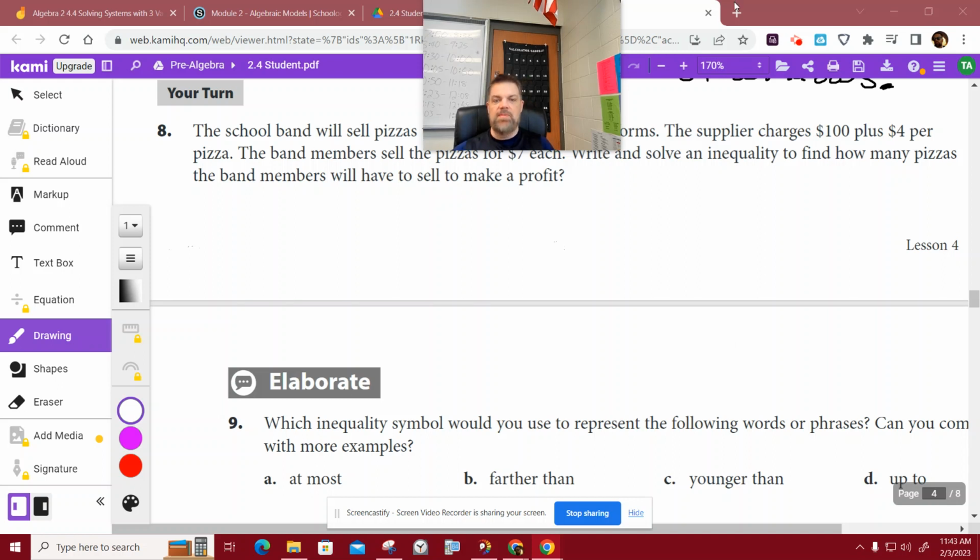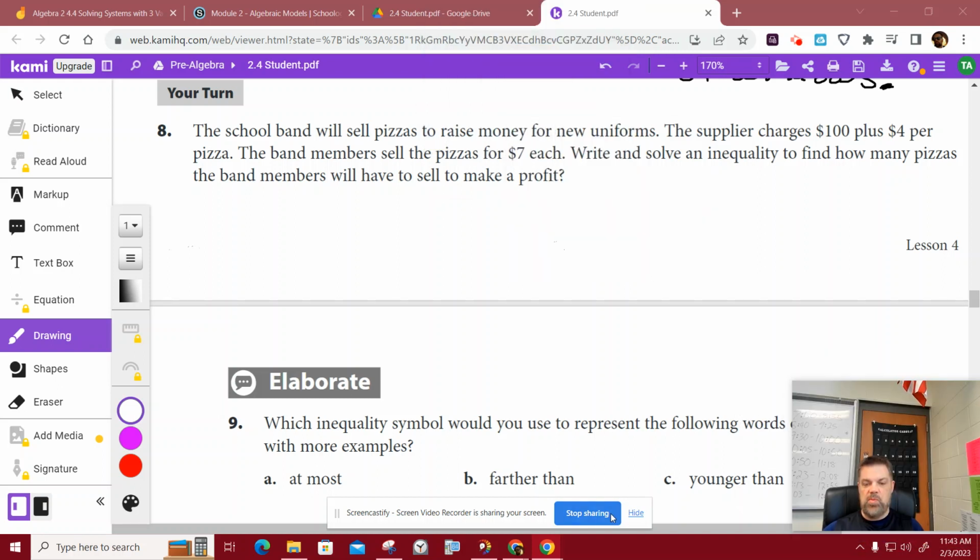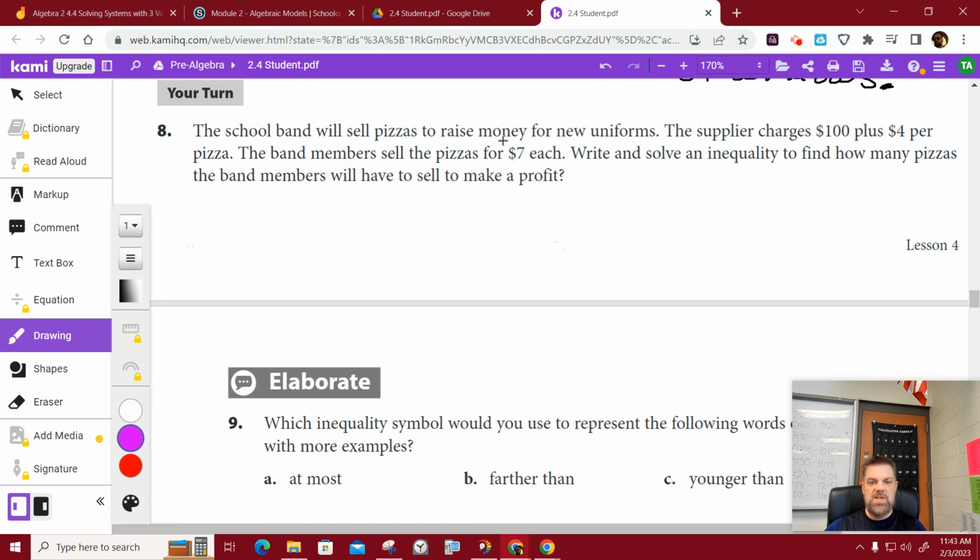All right, so now for problem number 8, let me move my face over here. For problem number 8, we're going to do more of the same. It says that a school band sells pizzas to raise money for new uniforms. The supplier charges $100 plus $4 per pizza. Well, let me tell you right now, $4 per pizza is going to be 4p plus 100.